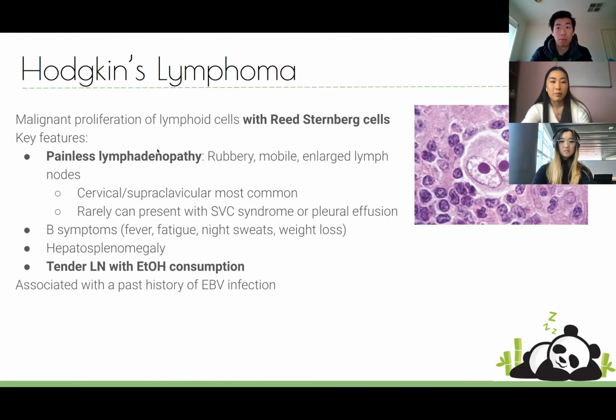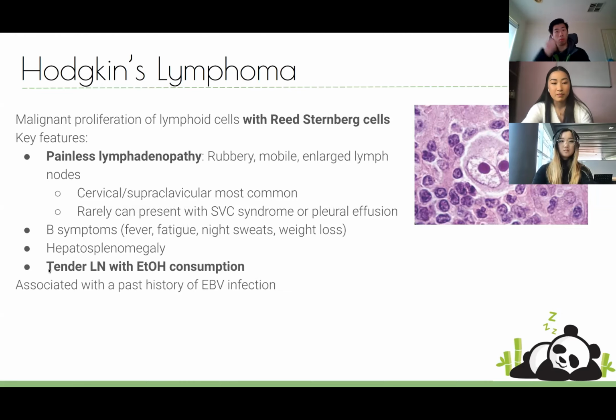You'd get painless lymphadenopathy, and importantly, it's rubbery, mobile, enlarged lymph nodes that are painless, because if it's painful, it's more likely to be enlarged lymph nodes due to infection, whereas painless lymph nodes are more likely to be cancer. Most commonly, it affects the cervical and supraclavicular chain, so up here. And then rarely, if they're really large, it can cause SVC syndrome, so obstruction or occlusion of the SVC, or even pleural effusions. You also get B symptoms, as is classic with all the blood cancers, and hepatosplenomegaly, also classic for the blood cancers.